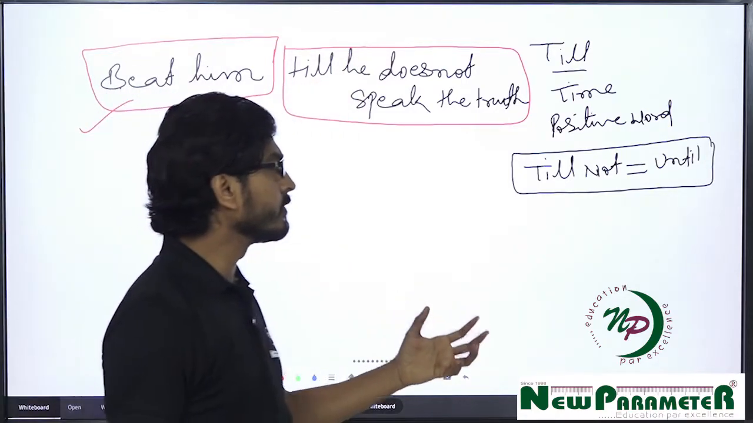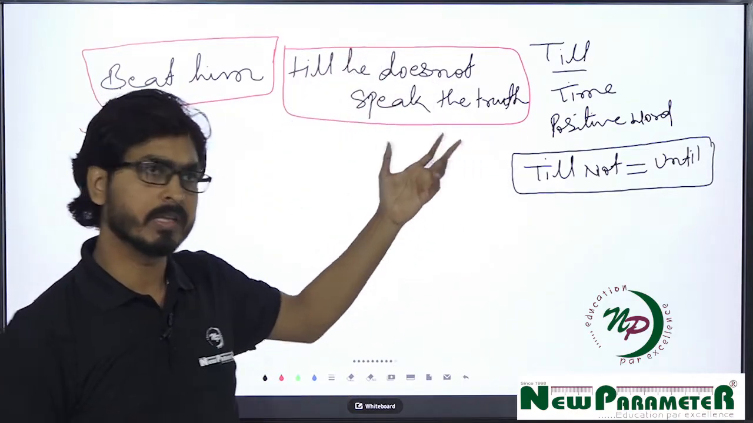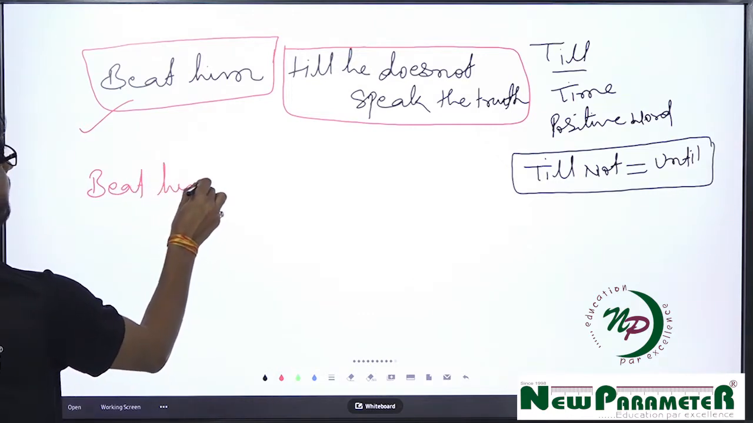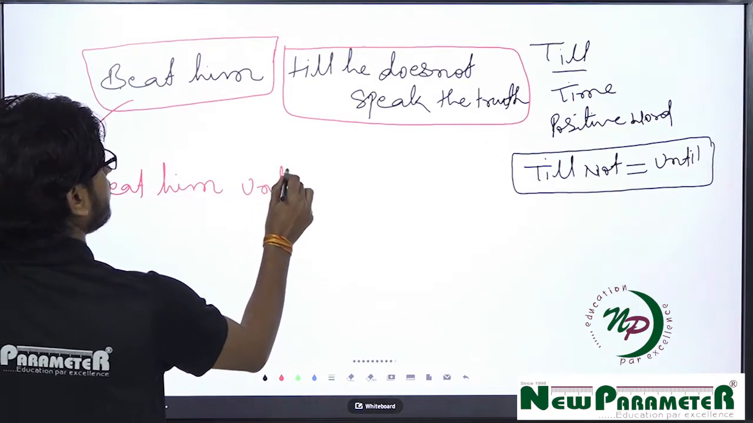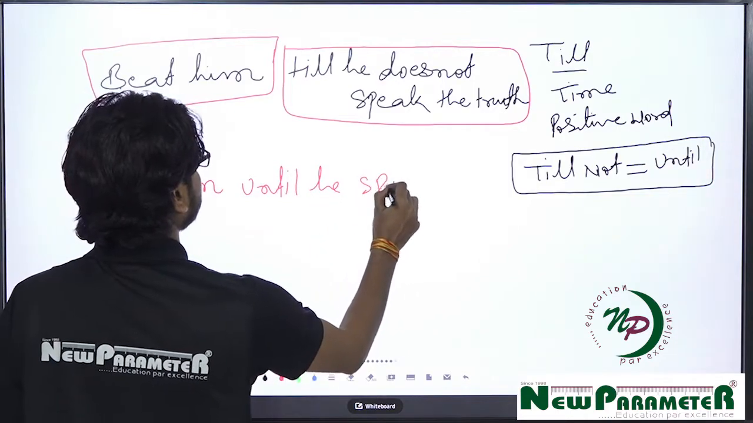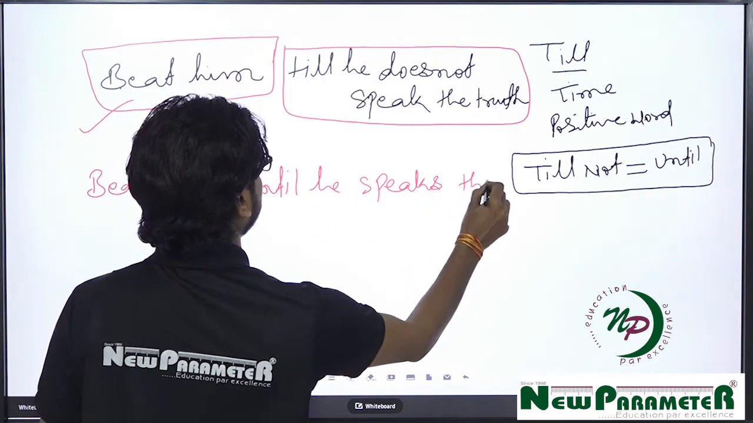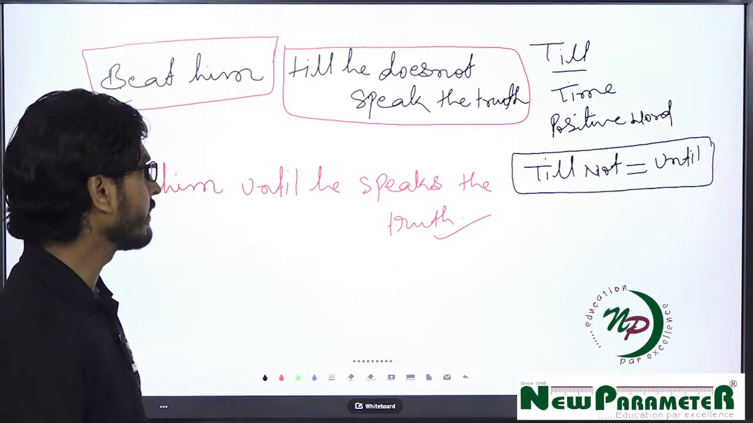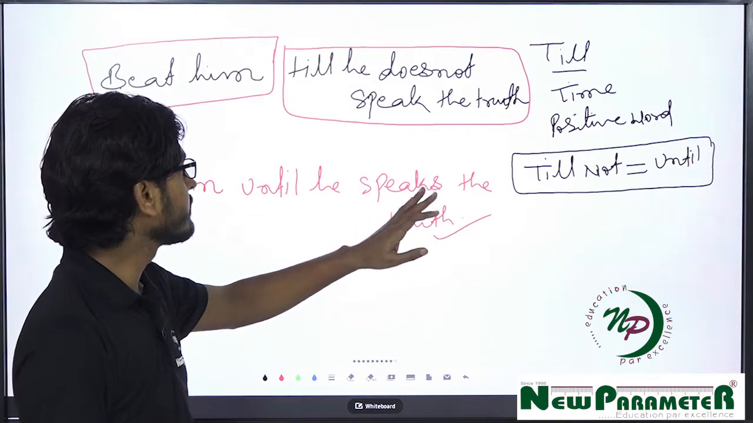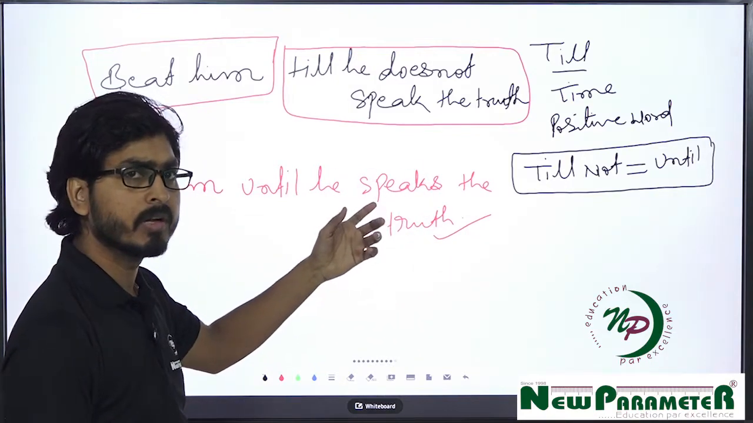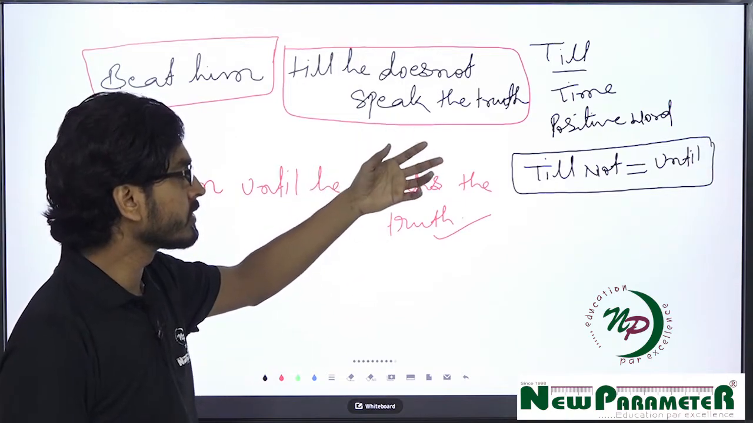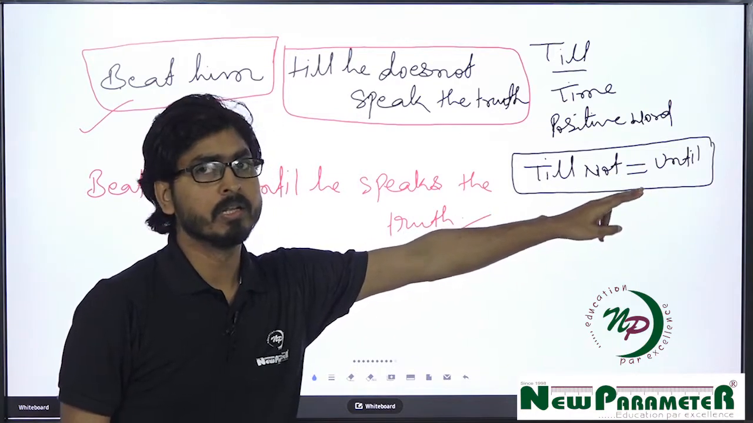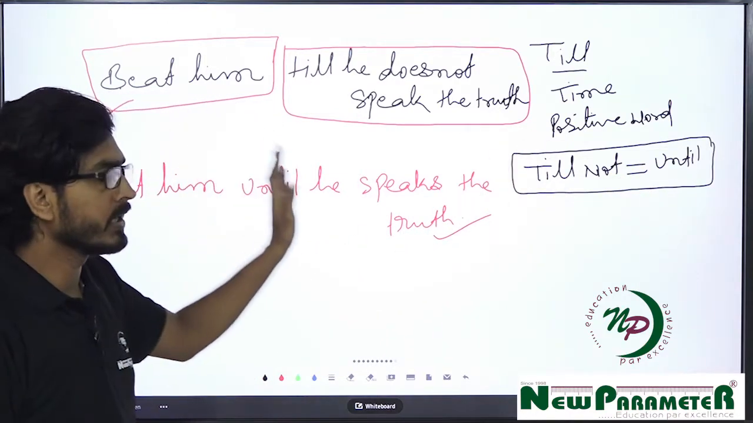But if you want to use until in place of till not, yes, you can write: beat him until he speaks the truth. It's perfectly fine. It means what? If I want to use until, we cannot use not or any negative word, or if I want to use till, we must go with not. So this is all about until, unless, till.